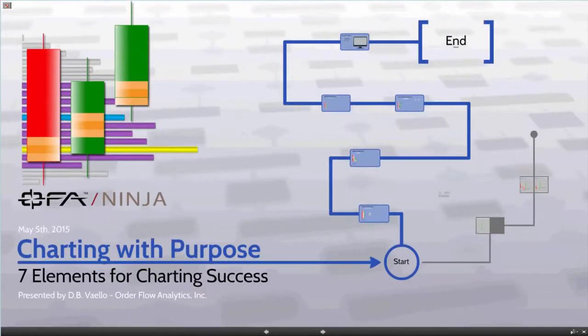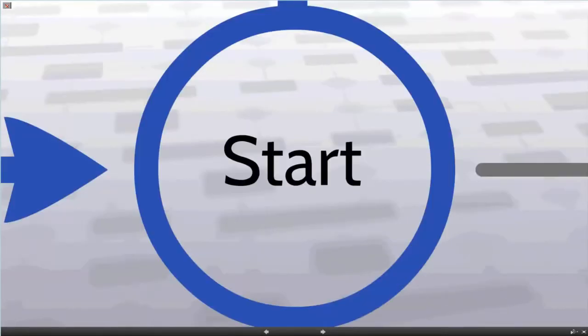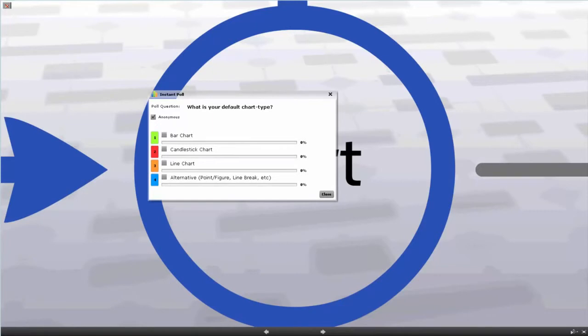I actually want to throw up a quick poll. Remember where it is. Instant poll. And start. Essentially, I just want you to answer if you can. When you open up a chart, what's your default go-to style of charts? Are you a bar chart person, a candlestick person, line chart, alternative like point and figure, line break, something like that? Wow, we have some people participating today. I like this crowd already.